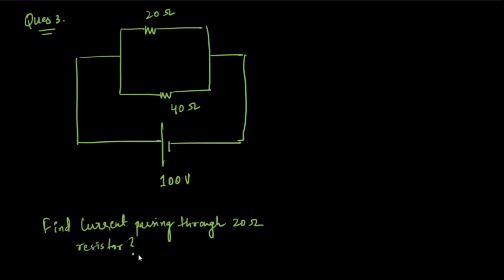1.6 amperes. How did you get it? Tell me. Add both of the resistances together and divide it by voltage. No, no, no. This is not how you're supposed to do it. Think again.